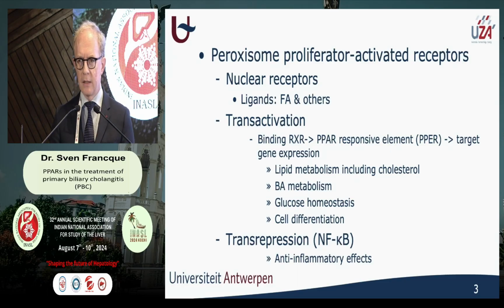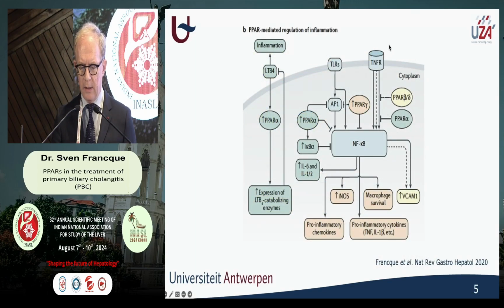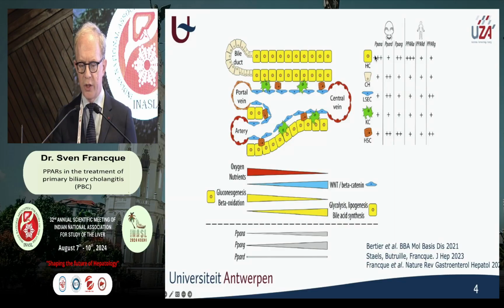But by another mechanism of transrepression, there's also an important anti-inflammatory effect. Now, the PPAR field is quite complex, and I will try to guide you through it a little bit. You have three isotypes. You have PPAR alpha, you have PPAR delta, and you have PPAR gamma. And as you can see here, in the liver, you have a differential expression across the different cell types. So in hepatocytes, cholangiocytes, LSECs, Kupffer cells, hepatic stellate cells, the expression is different, with, for example, in the hepatocytes, predominantly PPAR alpha expression. In the hepatic stellate cells, it's predominantly PPAR gamma.